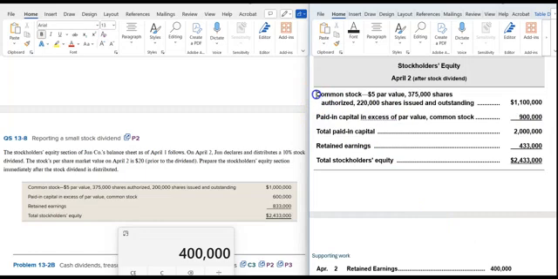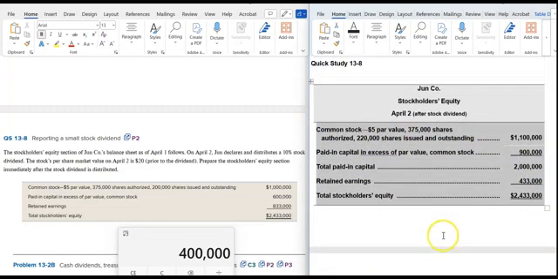So now if we look at the stockholders' equity after the dividend, common stock had a $5 par value, 375,000 shares authorized to be issued over the life of the stock. There are now 220,000 shares issued and outstanding, because we just issued a stock dividend of 20,000 shares. None of them have been bought back and held in treasury, so they are still outstanding, held outside the corporation. Paid-in capital in excess, total paid-in capital of 2 million, retained earnings of 433.